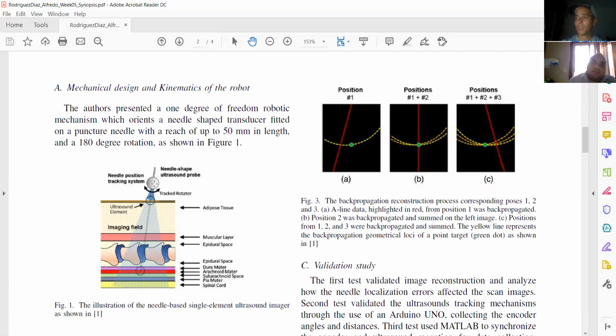But again, they were focusing more on image reconstruction based on what they can read out of the transducer at the tip of the needle, and the communication back to the tracking mechanisms and encoders. Yep. So that was basically the main validation concept they were conducting here.